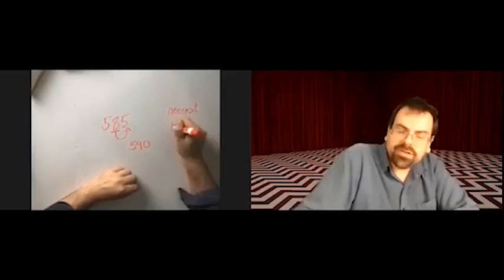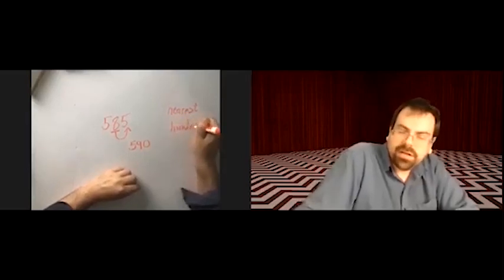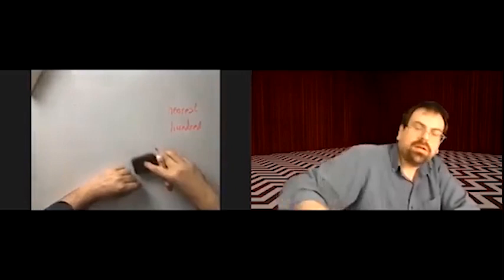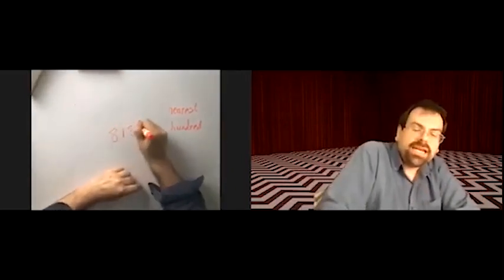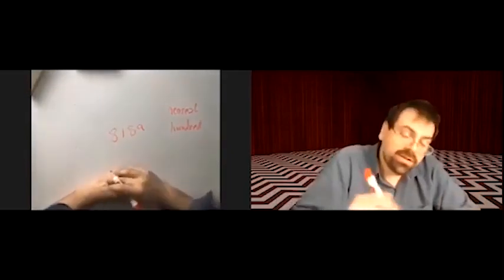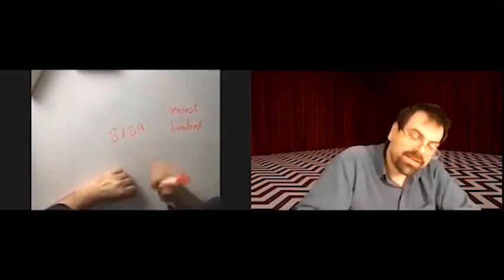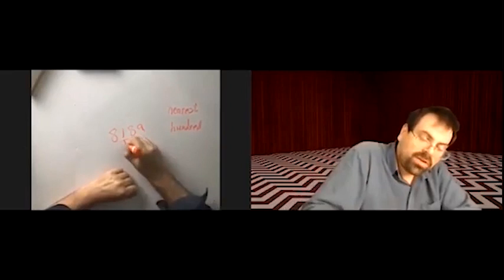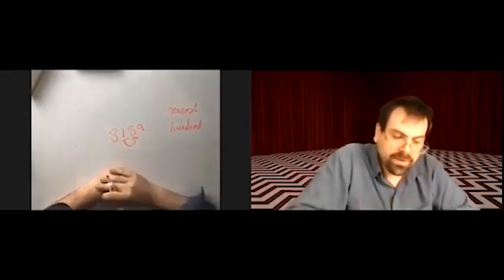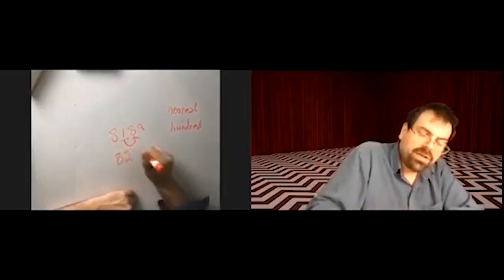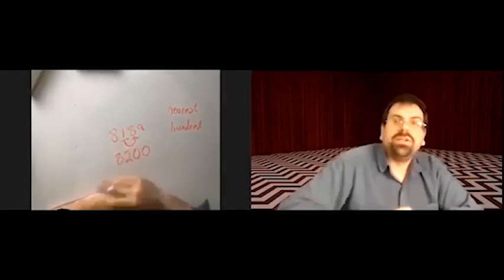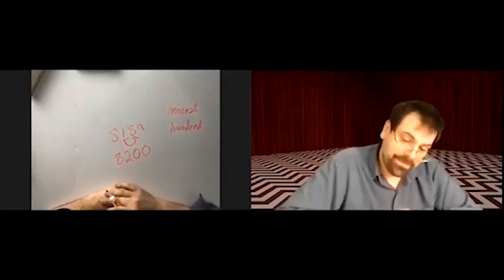Let's do a nearest 100. For the number 8,189. Well, we find the hundreds spot. Ones, tens, hundreds. We look to the right. That's going to round this up to a 2, and everything after becomes a 0.